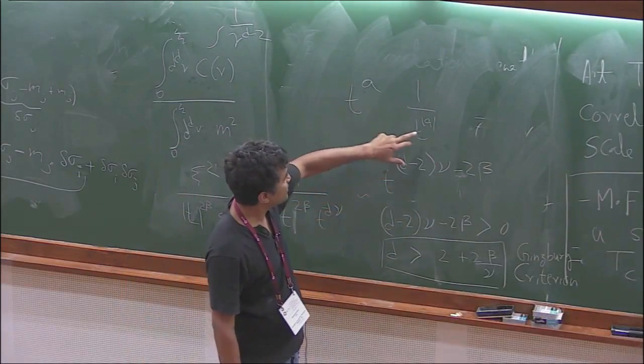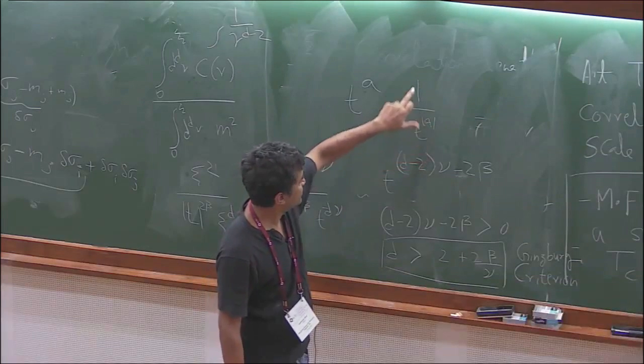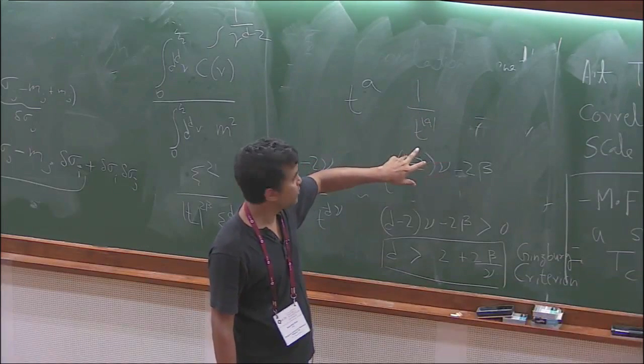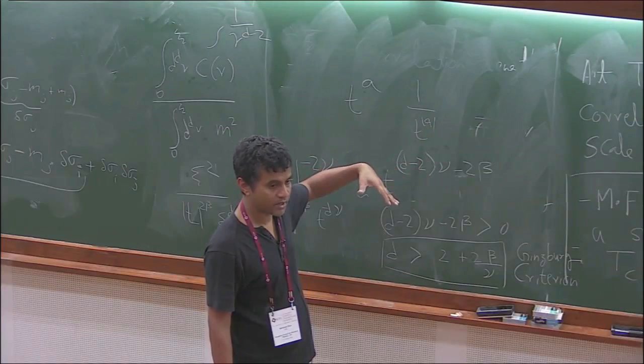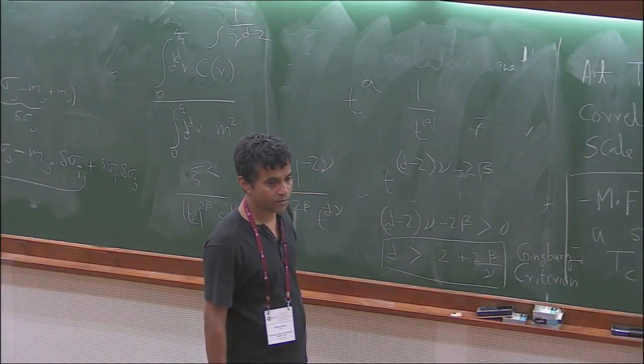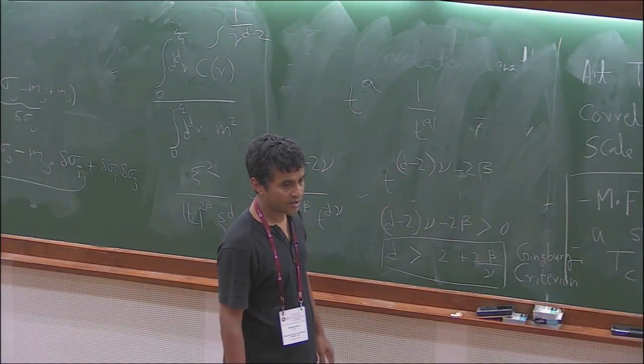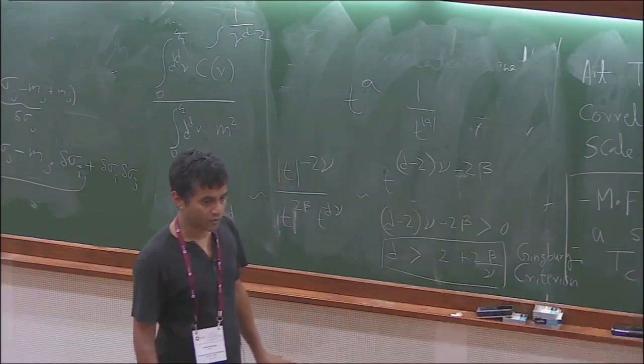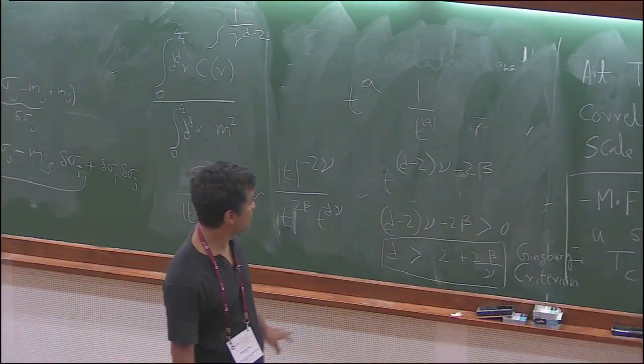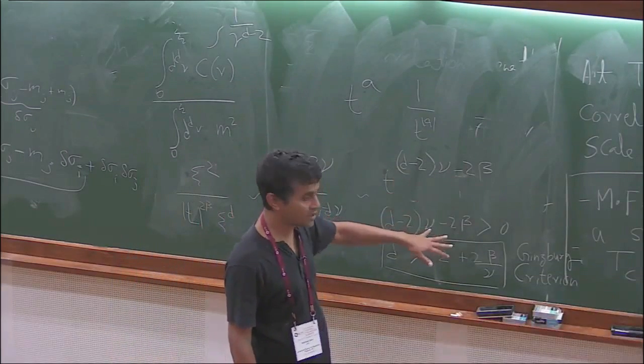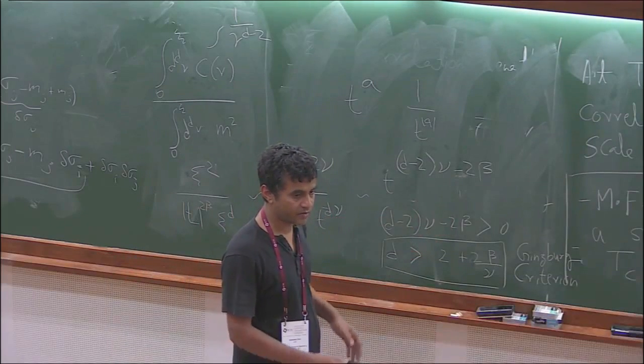If a is less than 0, then it becomes like 1 by t mod a. So if t is small, it blows up, right? Then correlations become very large. So then we know mean field theory won't work. That's why whether this is greater than or less than 0 decides whether mean field theory is good or not.